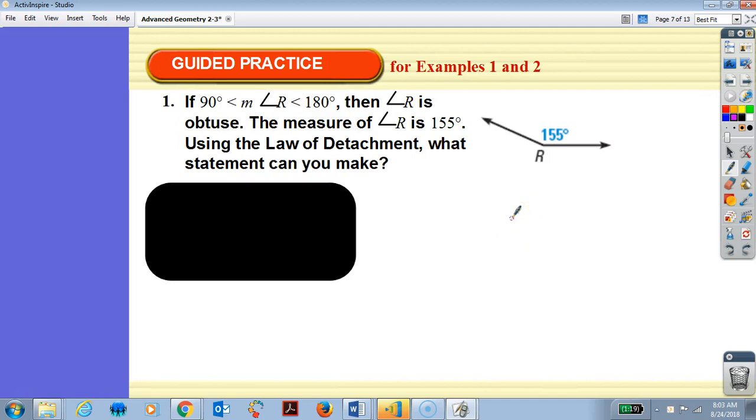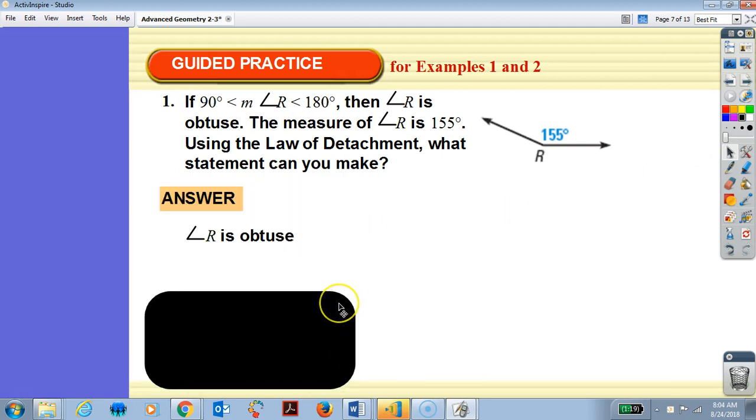All right. If 90 degrees is less than the measure of angle R, which is less than the measure of 180 degrees, right? So if angle R is greater than 90 and less than 180, then angle R is obtuse. The measure of angle R is 155 degrees. Does 155 degrees satisfy between 90 and 180? Yes. So what is our answer? Whatever follows the then. What's the then? Angle R is obtuse. So our statement is angle R is obtuse.